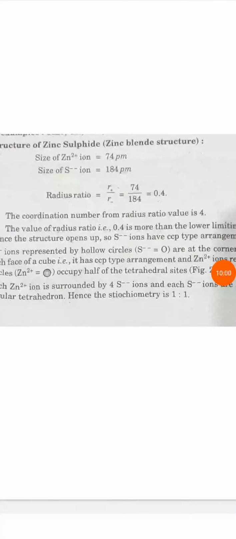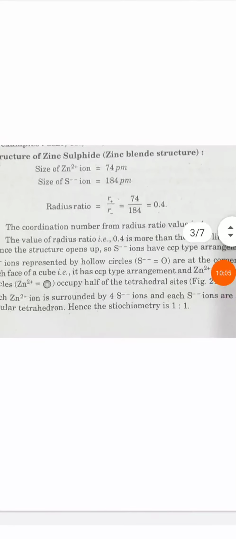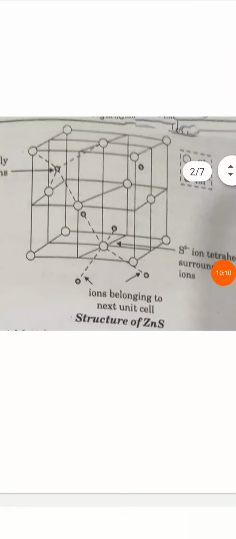In this structure, the sulfide ions are represented by hollow circles. They are at the corners and at the center of each face of a cube. That is, it has a CCP type of arrangement. Sulfide ions have a CCP type of arrangement because they are present at the corners and at the center of each face of the cube.